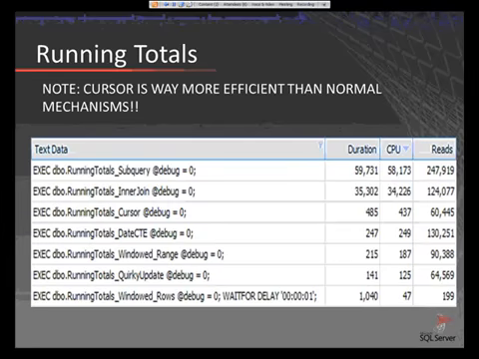But the problem is for each row in the table, it has to hit all the ones that have a date less than that. And it's really, really inefficient. And this chart did come from the blog post that Aaron Bertrand did showing performance comparisons or analytics of various solutions to the running totals problem.